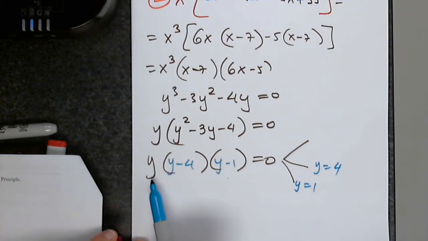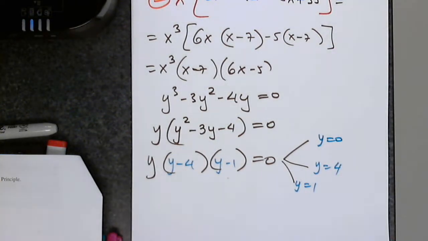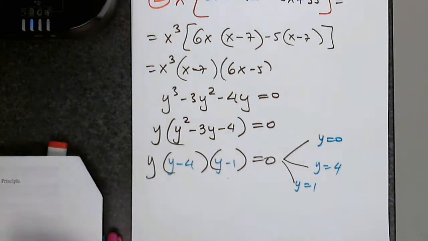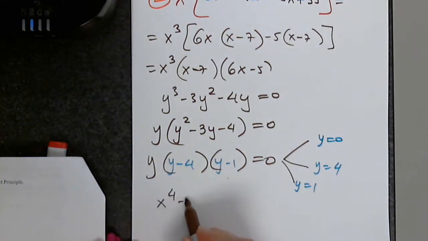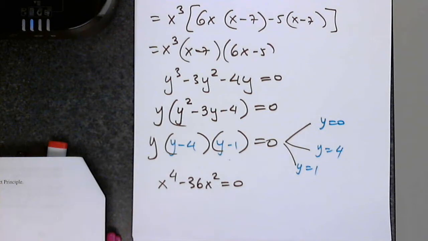You don't have to jump over this. If this is 0, then y is 0. Perfect. Any questions? Okay. x to the 4th minus 36x squared equals 0. What is the degree of this polynomial? How many solutions do we expect? 4. Perfect. It's a binomial.